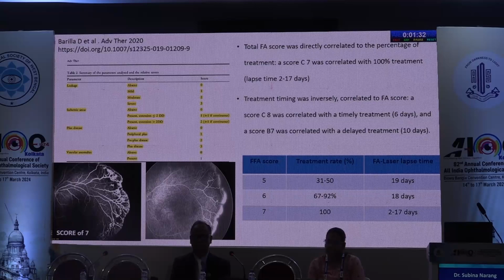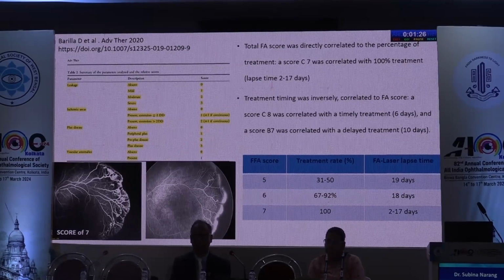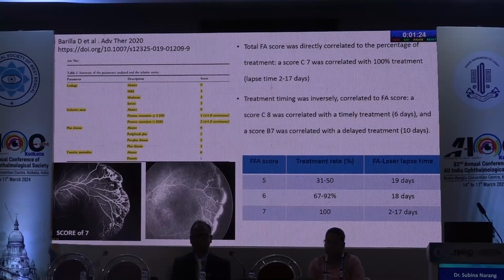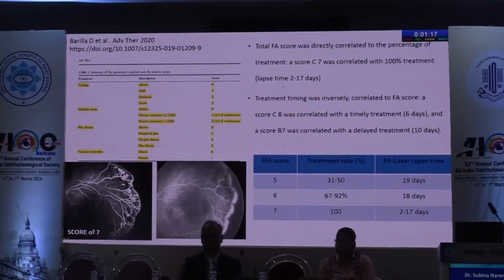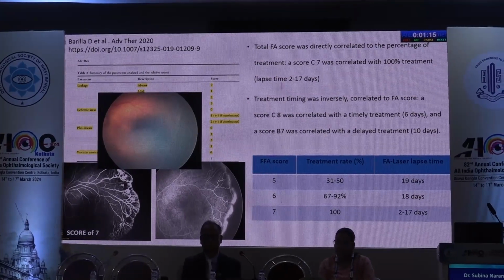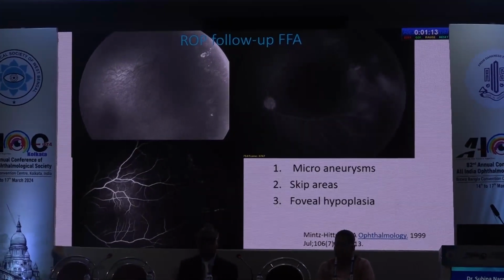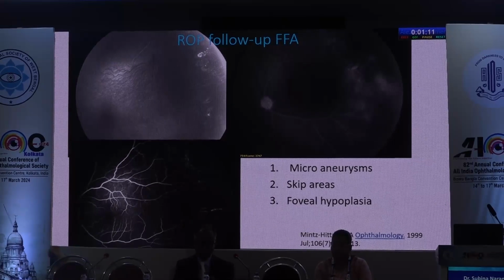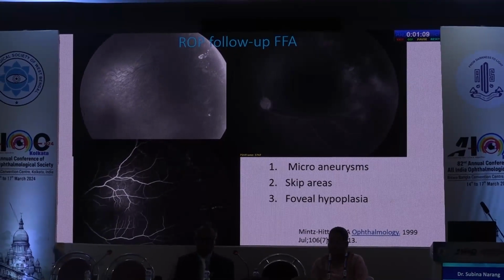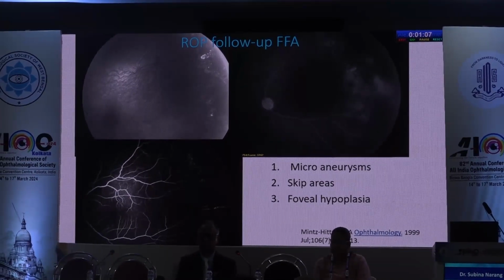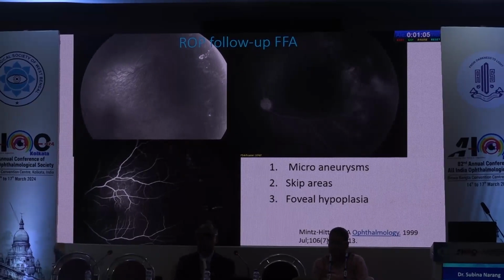Barilla et al. study helps you to score fluorescein angiography on the basis of leakage, ischemic area, plus disease or vascular anomalies. And it has been seen that with an FFA score of 7 or more, 100% of these babies would require treatment in 2 to 17 days. And once you've already treated, you could pick up certain abnormalities on FFA. You could pick up microaneurysms, you could pick up skip areas, and foveal hypoplasia.